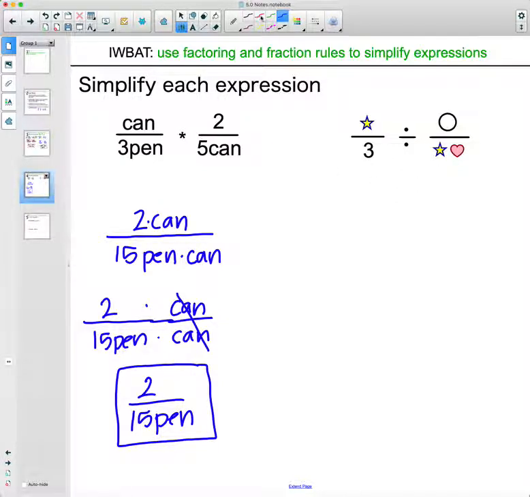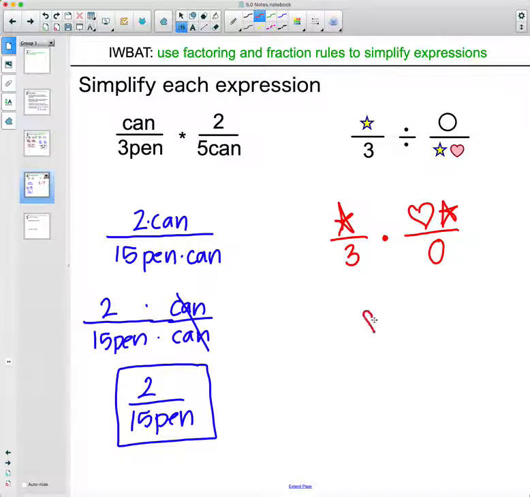Dividing. Okay, so dividing, we're going to leave the first expression the same. We're going to change to multiplication, and we're going to flip this one to its reciprocal, which just means literally flip it over. So the bottom becomes the top becomes the bottom. Then we'll multiply straight across.